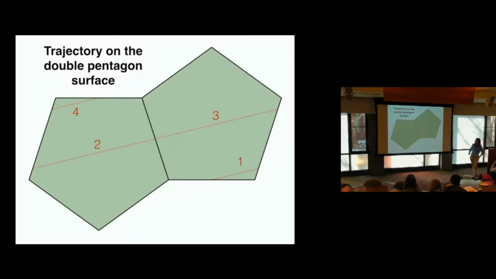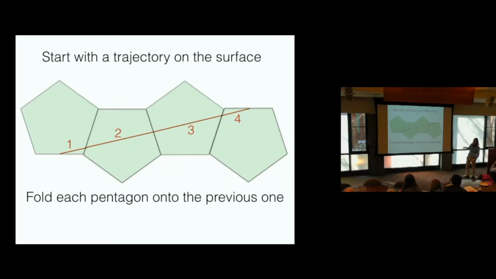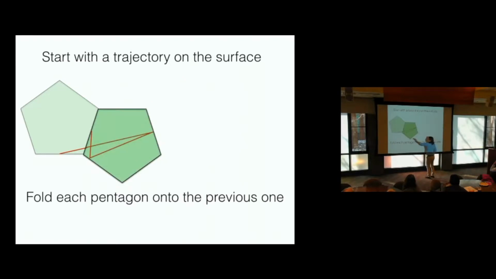So here's a trajectory on the double pentagon surface. If you started here and walked, you would get back to where you started. You can see it has these 4 parts: 1, 2, 3, and 4. Instead of drawing all these on the same picture, I'll just draw it on this one picture where they each get their own pentagon. Now, in order to turn this into a billiard trajectory, I have to fold it up. So I'm going to fold this one onto there, and then fold this one, and then fold this one.